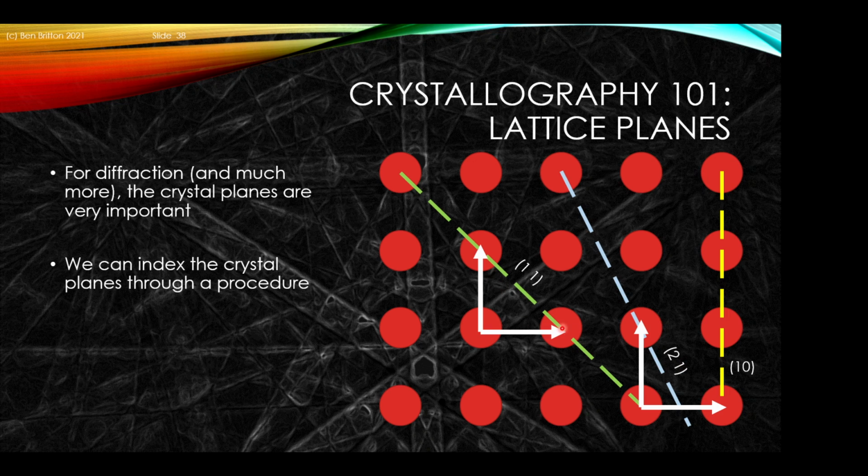We can see this example. We can again choose any point for the origin that does not contain the crystal plane. It crosses A at 1/1, it crosses B at 1/1, and so therefore it is the (1,1) plane in the two-dimensional lattice.